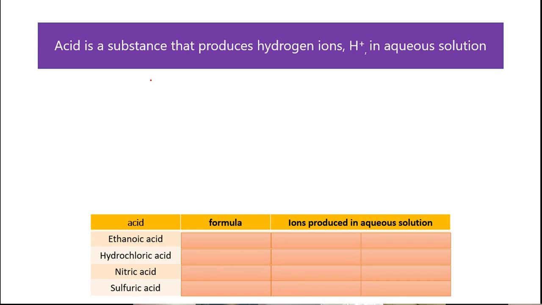What is actually the definition of acids? Actually, acid is a substance. What kind of substance? The substance that can produce hydrogen ions, H+, the positive ions, in aqueous solutions. What is meant in aqueous solutions? Aqueous solution, same as the water. So when we add an acid and we dissolve it in water, it will produce hydrogen ions. Yeah, this is the definition of acids.